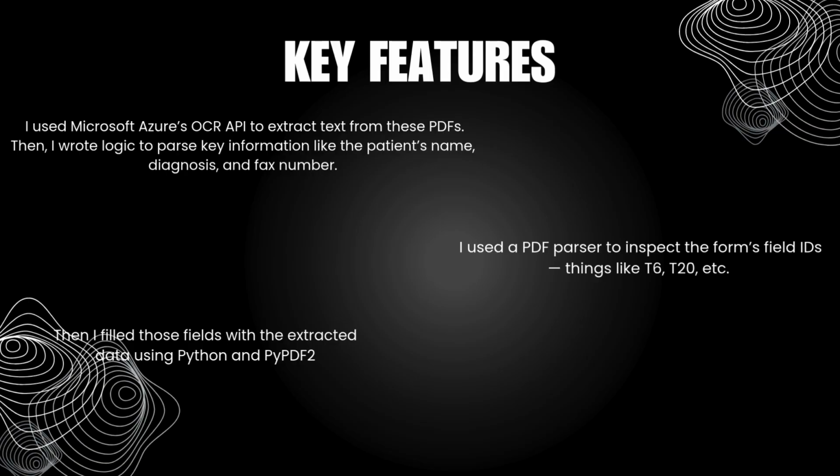Use Microsoft Azure's OCR API to extract text from these referral PDFs, and then I wrote logic to parse key information, like the patient's name, diagnosis, and fax number. Although, edit, I didn't include the fax number. That's an error. I then use a PDF parser to inspect the form's field IDs. Then I fill those fields with the extracted data using Python and PyPDF2.